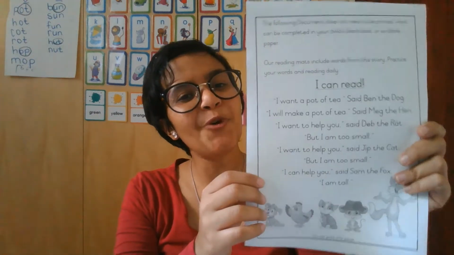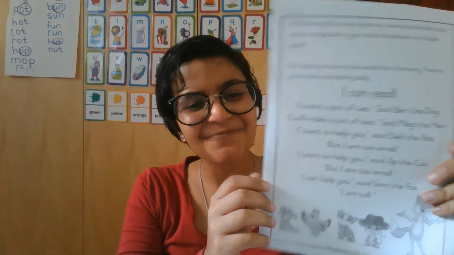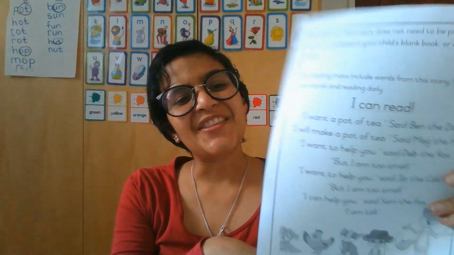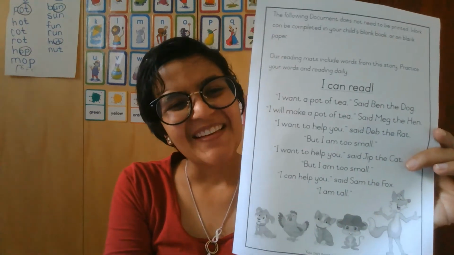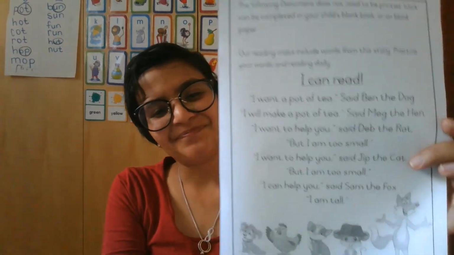Let's read. We are going to go through our story for this lockdown pack. So remember, in our last one, we read about Deb the rat with her red hat. This time we're reading about Meg the hen making a pot of tea. And next week you are going to get a new one about something else. I wonder if you can think what it might be about. Okay, so let's practice reading.